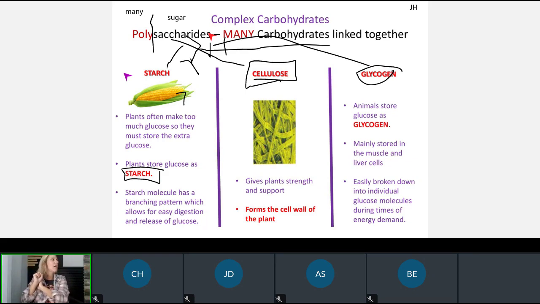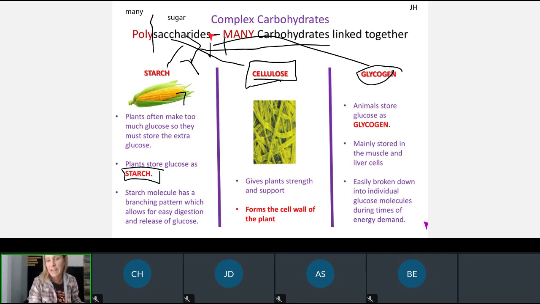Okay. Think of if you connected a bunch of things end to end, I can't think of something that you would be able to break, break, break, break. Okay. Like a bunch of glow sticks with those little connectors. That's like what it is. That there's a point in those complex starches that makes it easily digestible.